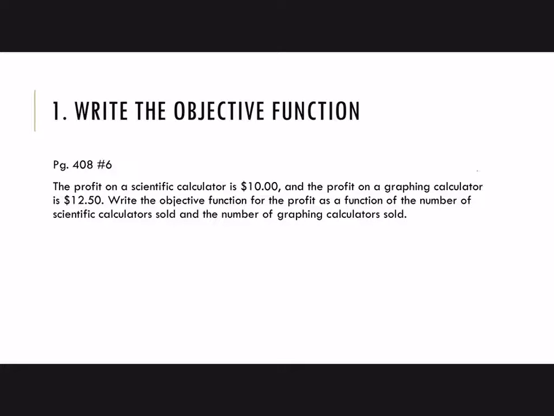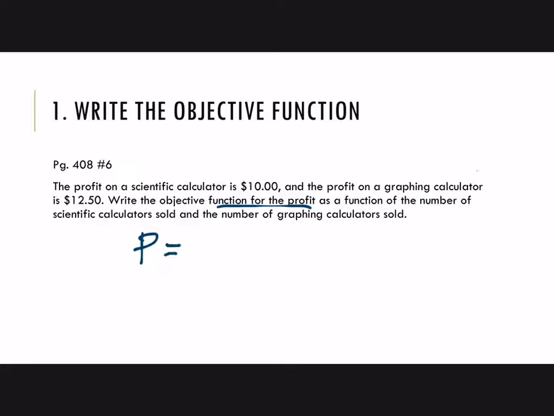The profit on a scientific calculator is $10 and the profit on a graphing calculator is $12.50. Write the objective function for the profit as a function of the number of scientific calculators sold and the number of graphing calculators sold. So first of all, we're told what the objective is. We're writing a function for profit, and for profit, generally we want to maximize it, not minimize it. So that's the objective, maximize the profit.